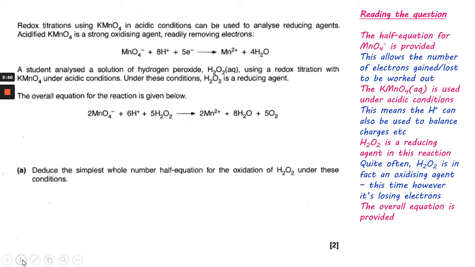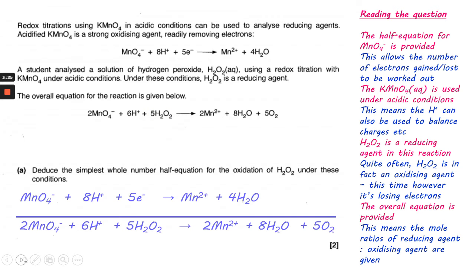Usually H2O2 is an oxidizing agent, but this time it's losing electrons. So if we're working out a half equation with the oxidation of H2O2, that means it's losing electrons. If we've got the overall equation, that means the mole ratios of the reducing agent to the oxidizing agent are given. In other words, you have 2 moles of MnO4- to 5 moles of H2O2. That allows us to write out what it is we have to do.